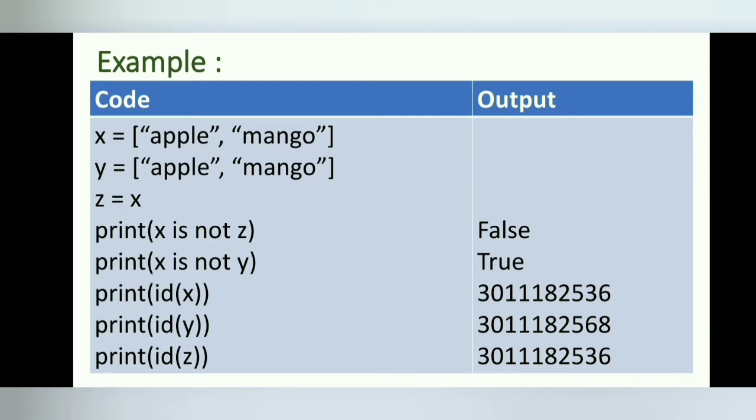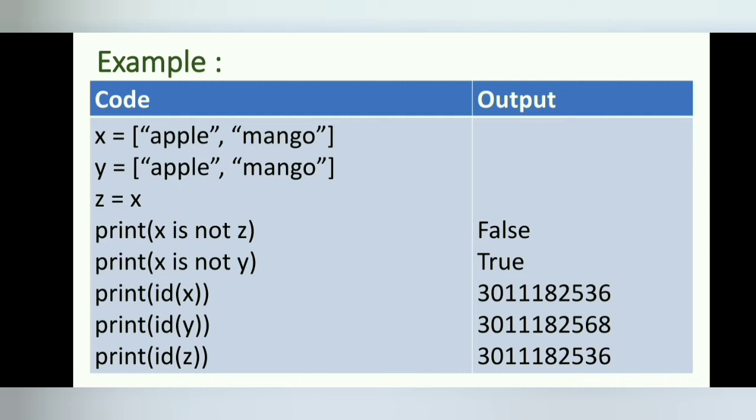Print x is not z. The output will be false. Print x is not y. The output will be true. Print id x, print id y, print id z. The last three lines displayed the memory locations of variables x, y and z.